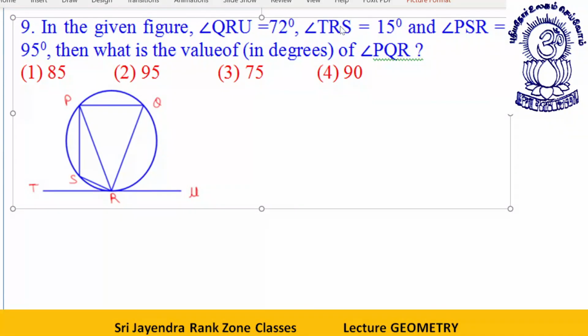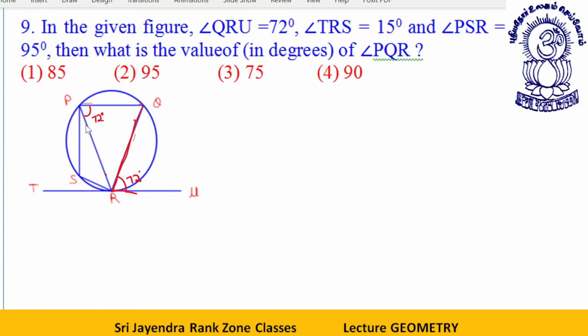In the figure given, angle QRU is equal to 72 degrees. The moment I get this 72 degrees, I know this chord will make an angle of 72 degrees. This angle is between a chord and a tangent, so this line will subtend an angle of 72 degrees. TRS is equal to 15 degrees. This is the angle between the chord and the tangent, so this chord will subtend an angle of 15 degrees anywhere it does. This angle is 15 degrees.